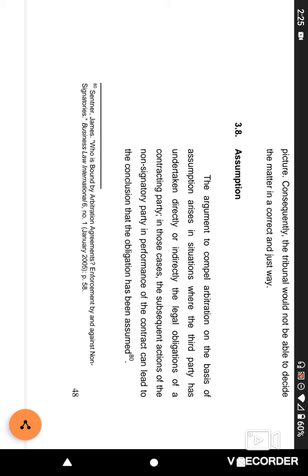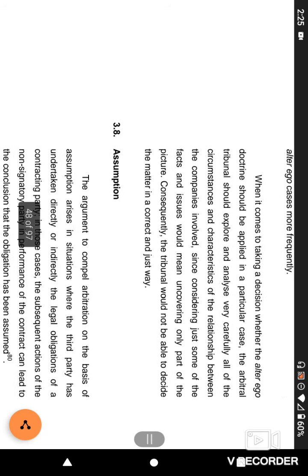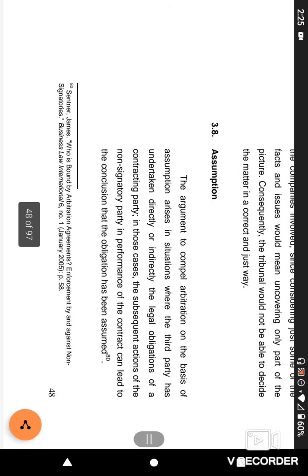Period. So let's read assumption, okay? I'll give you the source after I'm done reading it. 3.8, assumption. The argument to compel arbitration on the basis of assumption arises in situations where the third party has undertaken directly or indirectly the legal obligations of the contracting party in those cases. The subsequent actions of the non-signatory party in performance of the contract can lead to the conclusion that the obligation has been assumed.